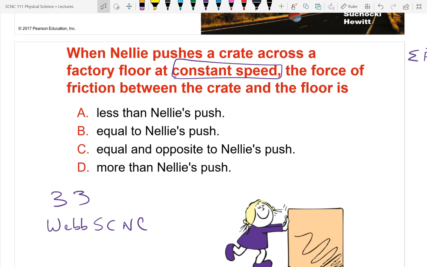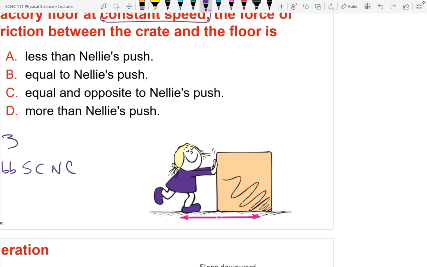Once you have that, you show all the forces acting on that object. So here's the crate, and I ask, what forces are acting on the crate? Start naming them. Friction, and Nellie's push, so I'm going to draw those two first. What direction is Nellie pushing? She's pushing to the right, so I'll put an arrow like this, and I'll put force P for push. You can name them however you like.